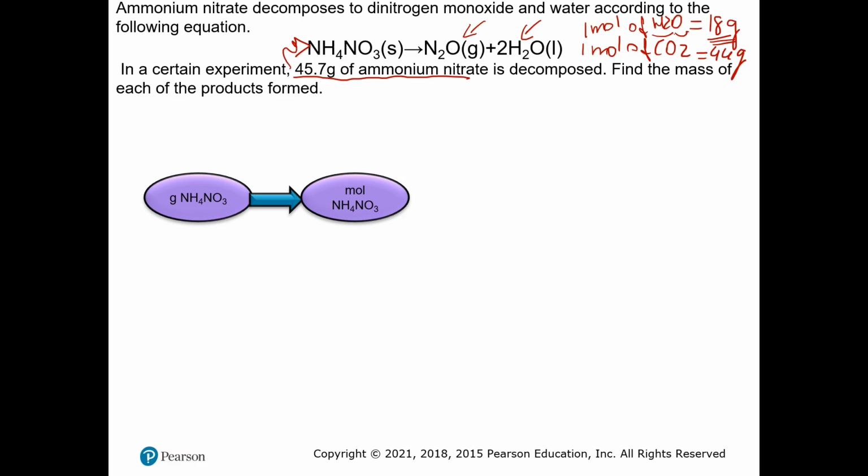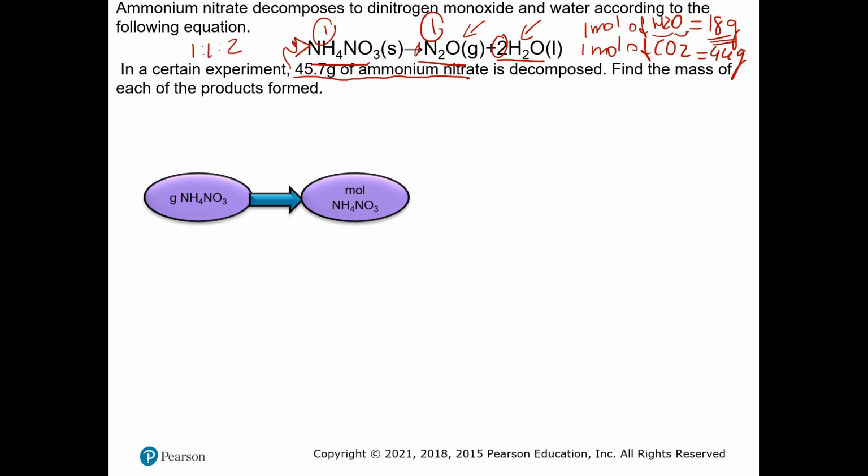So what is equal here is the number of moles. First we need to convert mass to moles, and then use the equation ratio here, which is 1 mole of ammonium nitrate will produce 1 mole of dinitrogen monoxide and 2 moles of water. See, I'm reading the coefficients here, 1, 1, and 2. This is the ratio of the equation.